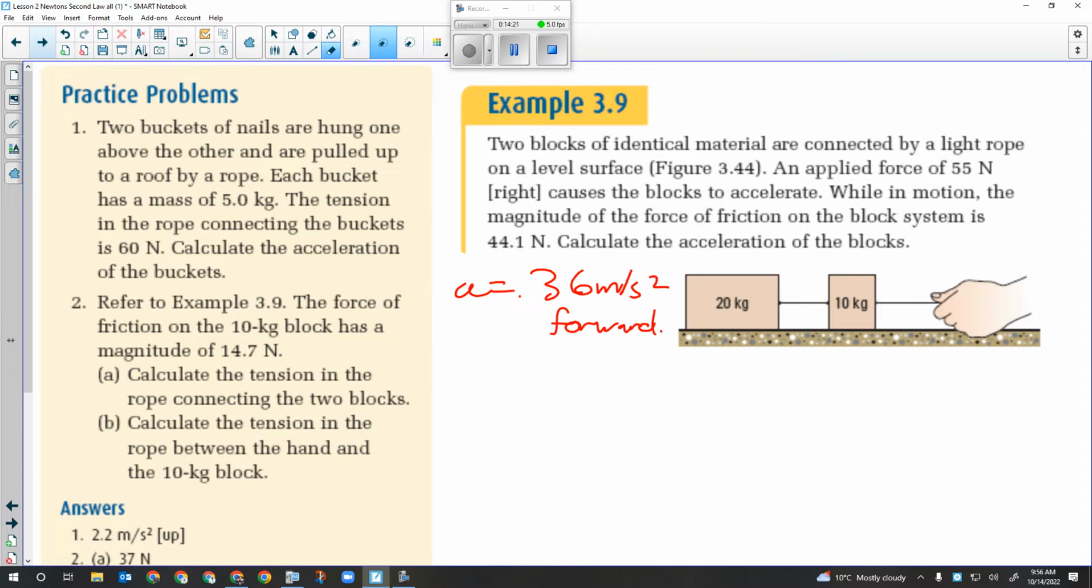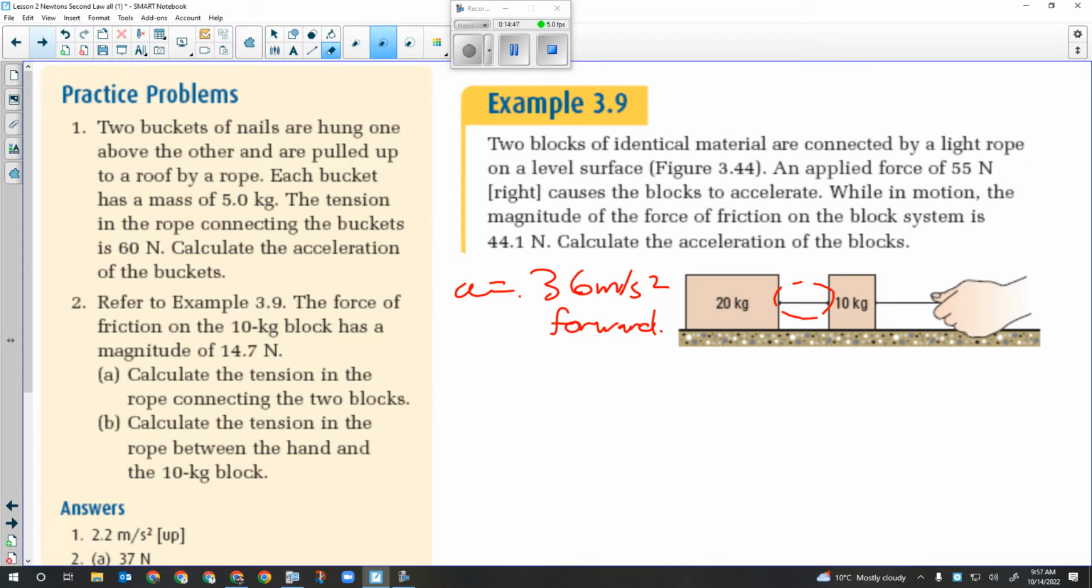In question number two, they're telling you that the force of friction on the 10 kilogram block is 14.7 newtons. The total friction was 44.1 newtons. They want you to calculate the tension in this rope, the rope that's connecting the two blocks.